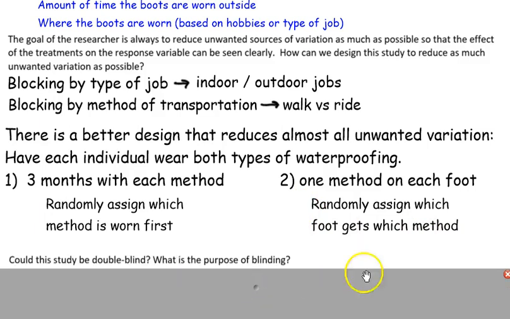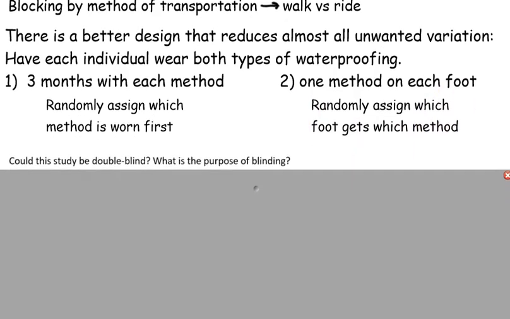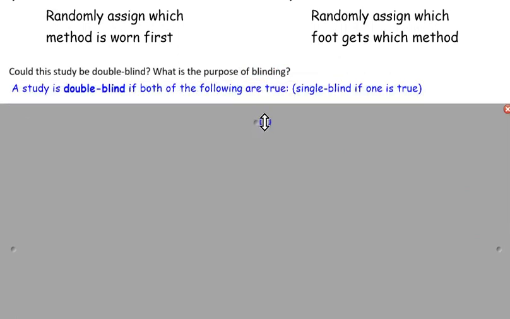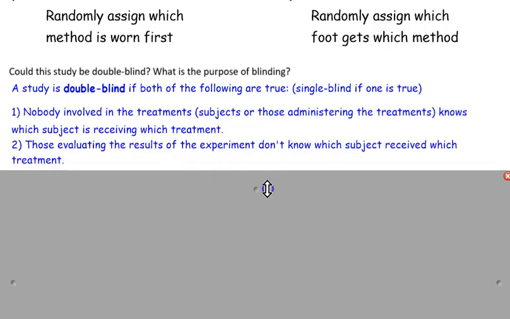The second question is, could this study be double blind, and what is the purpose of blinding anyway? So let's actually define what double blind means. A study is double blind if both of the following are true. If only one of these following two things are true, it's called single blind. Nobody involved in the treatments, that's both the subjects, people receiving the treatments, and people administering the treatments, for example, a nurse giving medicine or something, knows which subject is receiving which treatment.